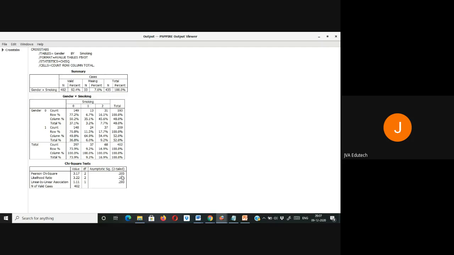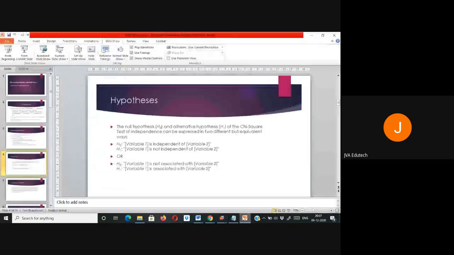Look at the chi-square table. Yes, sir. So if it is coming to be 0.205, it means the null hypothesis is accepted. It's not rejected. And null hypothesis accepted means variable 1 is independent of variable 2, not associated with variable 2. Or you can write there is no association between gender and smoking behavior. It means smoking behavior is equal across all genders. Genders do not differ in terms of their smoking behavior. Am I clear?